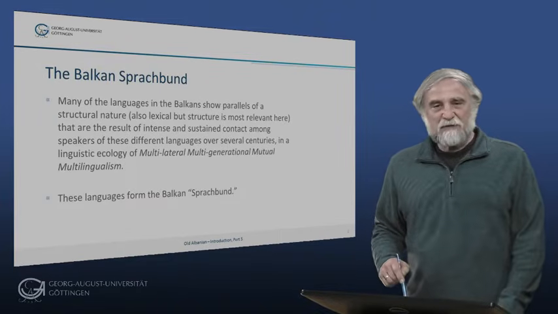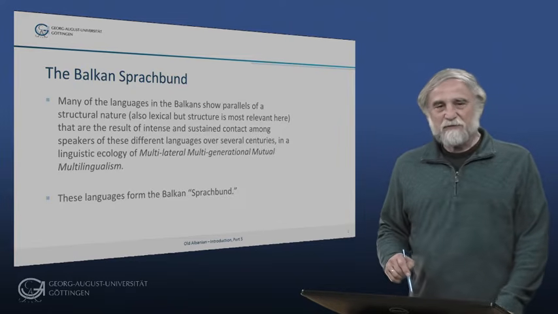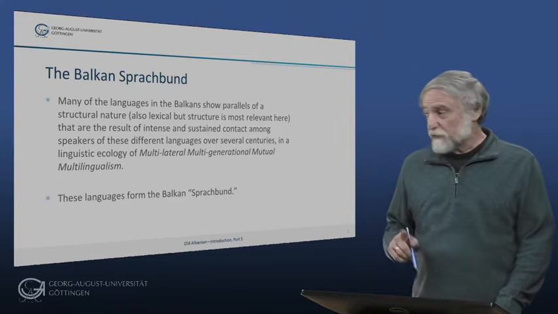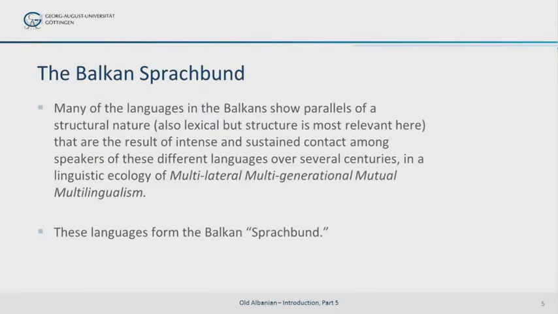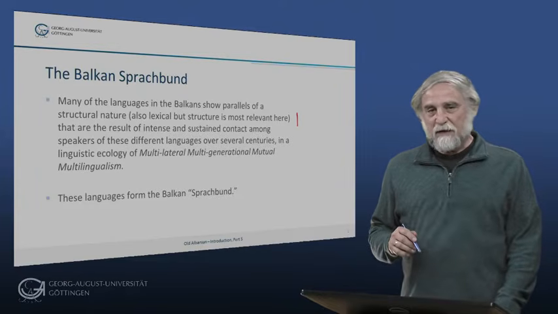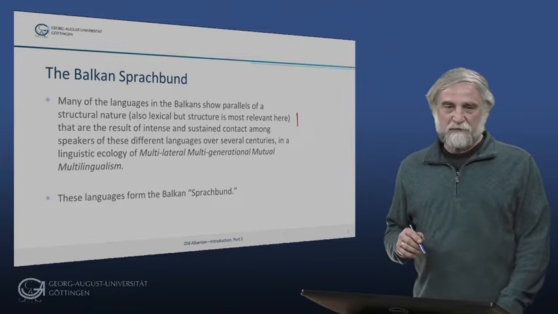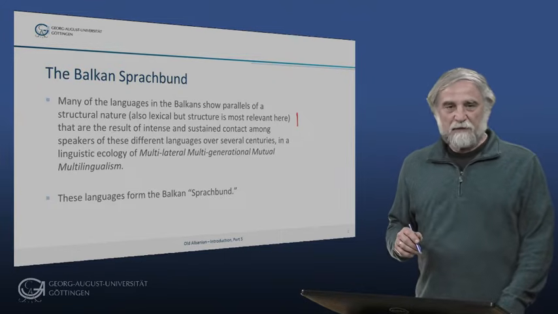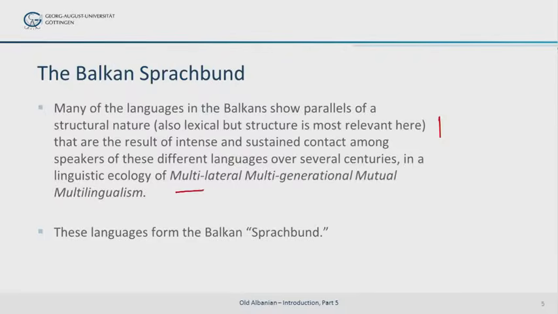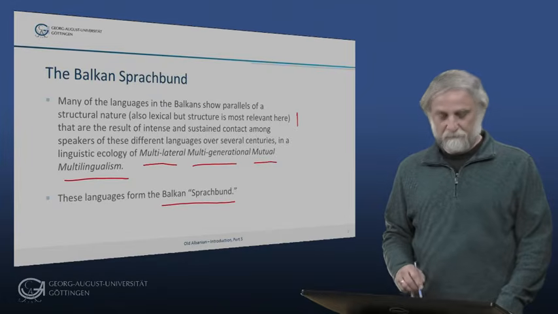Now, many of the languages in the Balkans show parallels of a structural nature. Also lexical, but most important for us here are the structural elements of parallelism. These are the result of intense and sustained contact among speakers of these different languages over several centuries in a linguistic ecology of multilateral, multigenerational, mutual multilingualism, 4 M's, the 4M model. These languages form the Balkan Sprachbund.